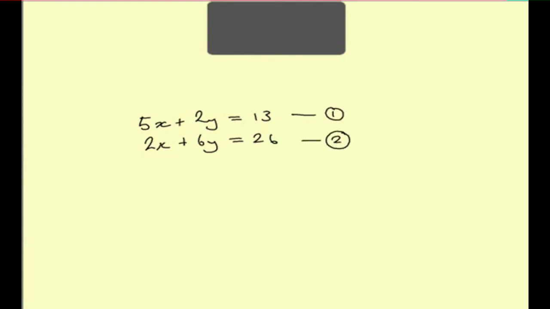Okay, so we're going to finish off by looking at one last example. 5x plus 2y equals 13 and 2x plus 6y equals 26. So first thing to do, label the equations 1 and 2. Next thing to do, look at the operators. They're both the same, so that means we have to perform a subtraction.